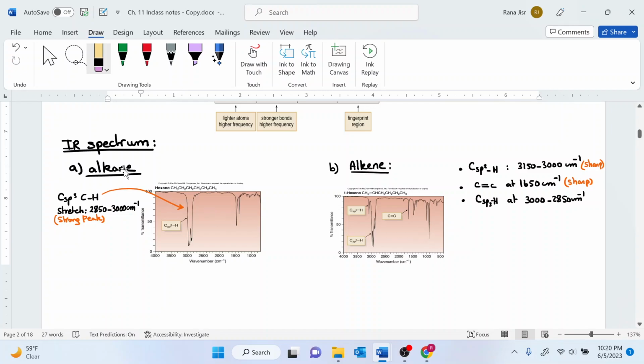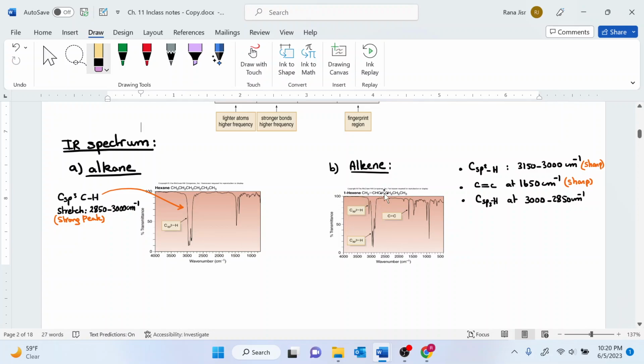So if you have an alkane, and alkane is not a functional group, this is, for example, hexane. It's all made up of sp3 CH stretches. Every time you see an sp3 CH stretch, that needs to show in the region between 2850 and 3000 cm^-1. It needs to look like that. So this is the carbon sp3 CH stretch.